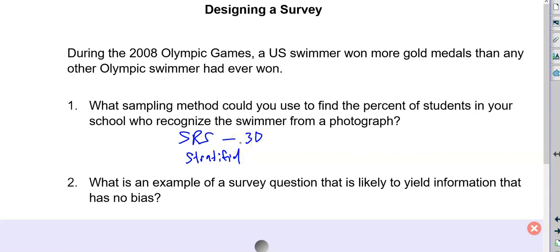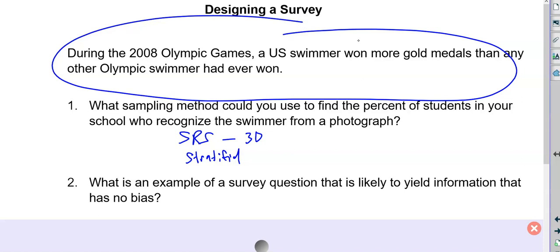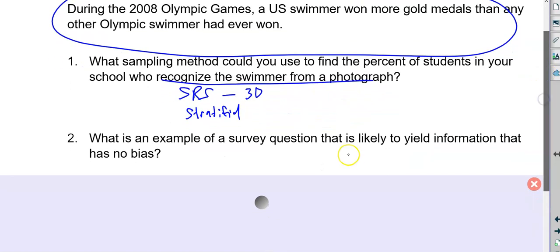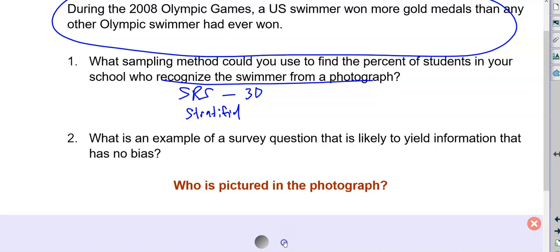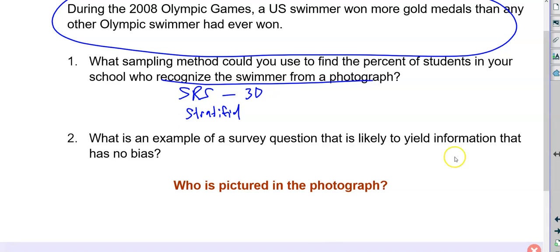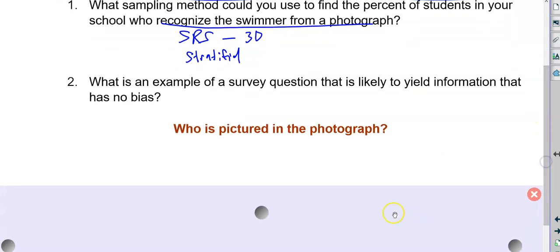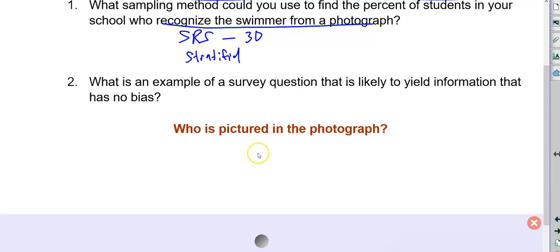What is an example of a survey question that is likely to yield information with no bias? Try to keep it simple. We want to find out, do you recognize the swimmer? So keep it short and to the point. Don't have two issues. Keep the wording neutral. Maybe something like, who is pictured in the photograph, or what swimmer is pictured in this photograph, or what Olympic swimmer. It depends how leading you want to be there. So I'm not sure if you kept it simple. Who is pictured in the photograph would be a nice way of saying it, actually. And that is the lesson for today.